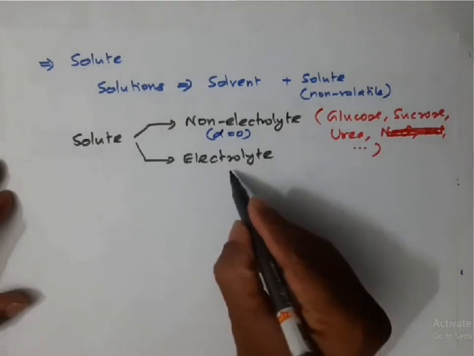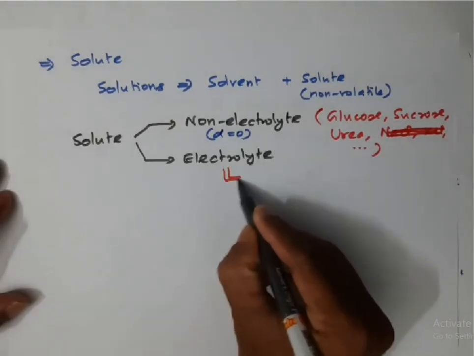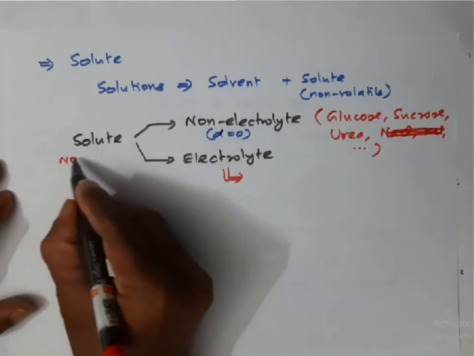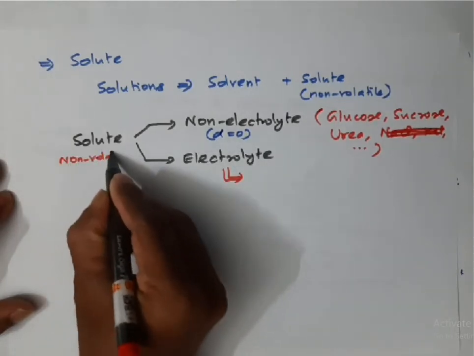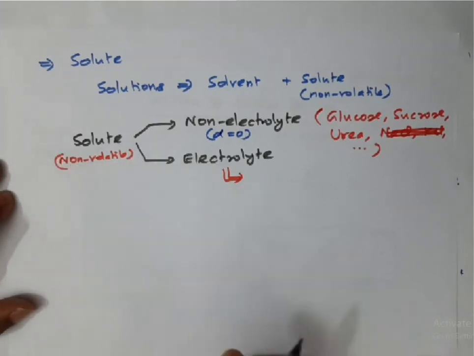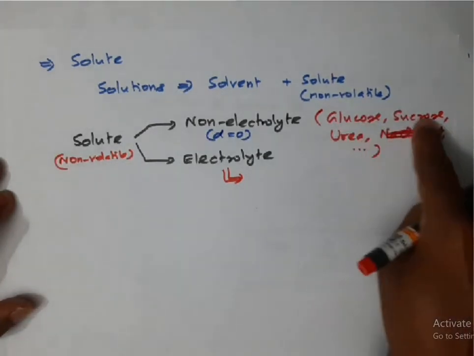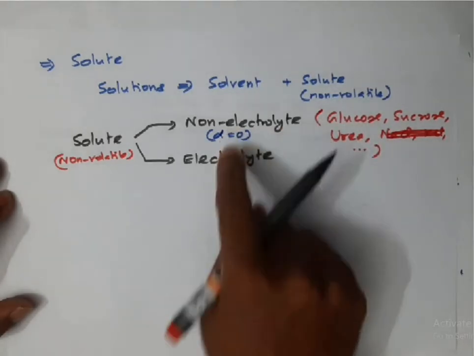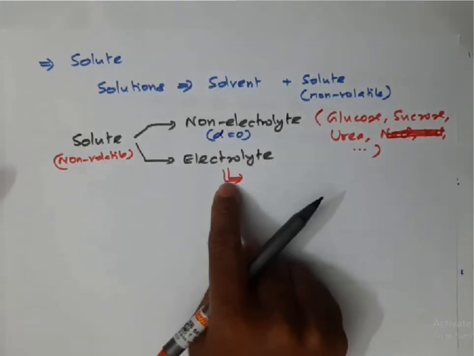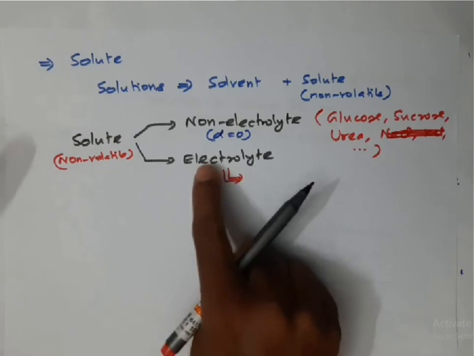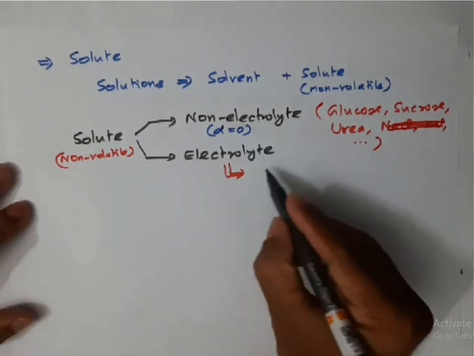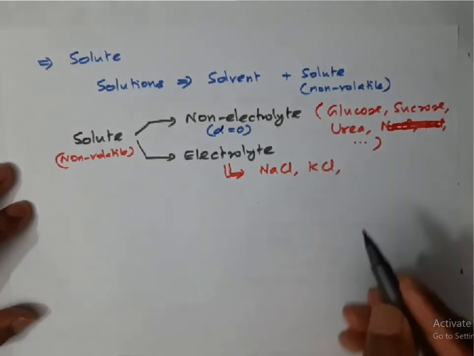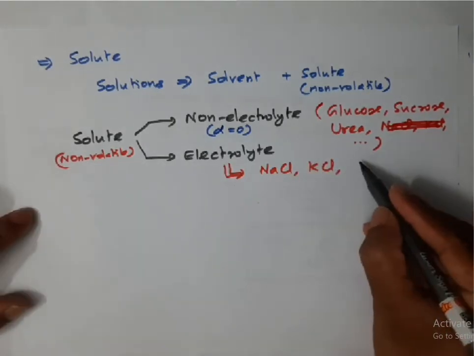I'll give some examples for non-volatile electrolytes. We are focusing only on solutes which are non-volatile. So here I have given few examples for non-volatile solute which are non-electrolyte. Now I am going to give examples for non-volatile solute which are electrolyte. Examples are sodium chloride, potassium chloride. We have a lot of examples.